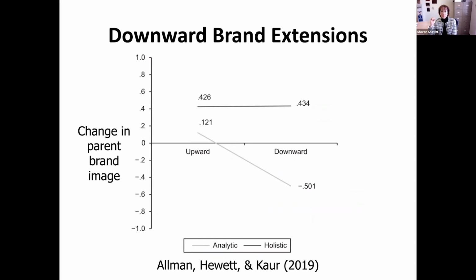So here we see that holistic thinkers, as shown in the flat line at the top, didn't view the upward and downward line extension as having more implications for the parent brand image. But analytic thinkers did. They tended to separate the downward extension from the parent brand and think in terms of the parent brand now no longer fitting that downward extension.